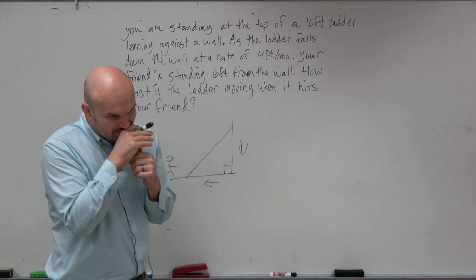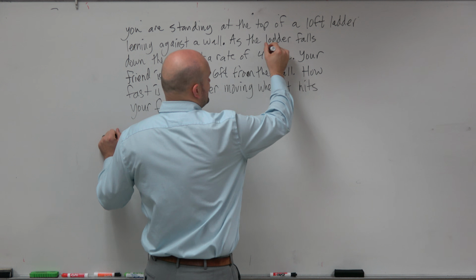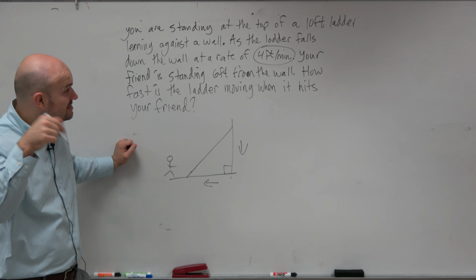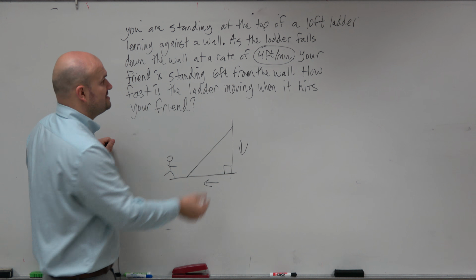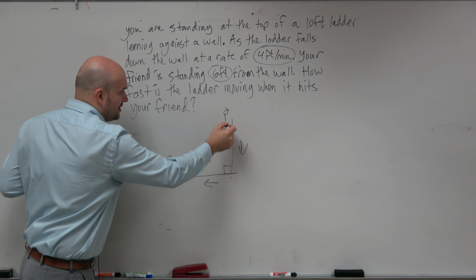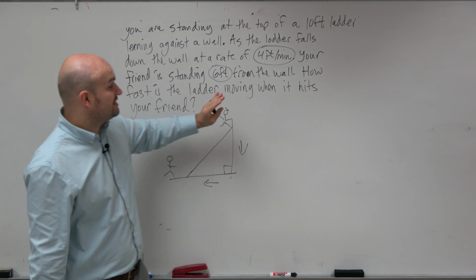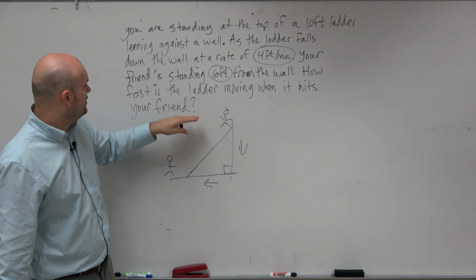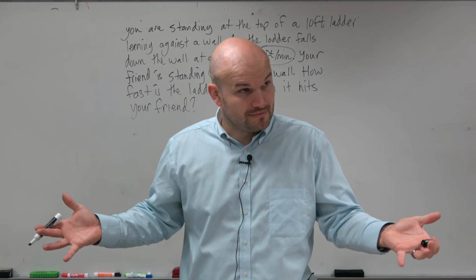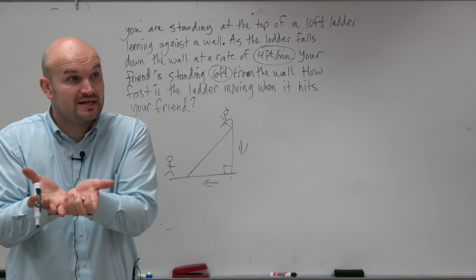A couple things, let's start to get some things down. Down the wall is 4 feet per second, so we know that that is a rate, right? That is a derivative, the rate that something's falling. This is 6 feet. That is a distance, so that's how far your friend is. That's a distance. And what they're asking is how fast is the ladder moving when it hits your friend? Are they asking for a distance or a rate? Rate, right? So now that we understand we're asking for a rate and we're given a rate, that means we need to find the derivative of something, right?